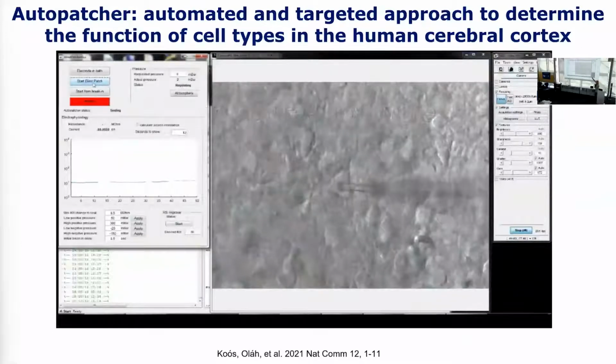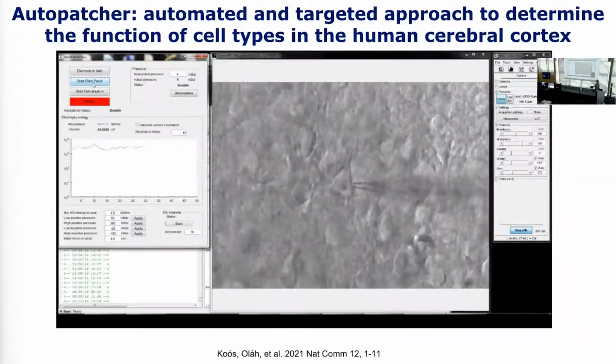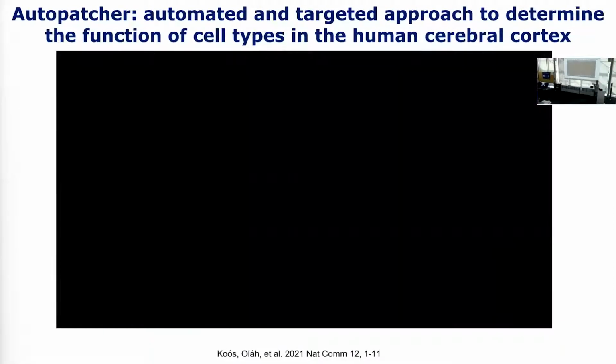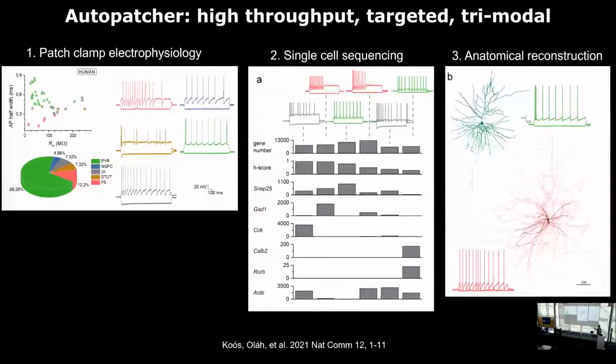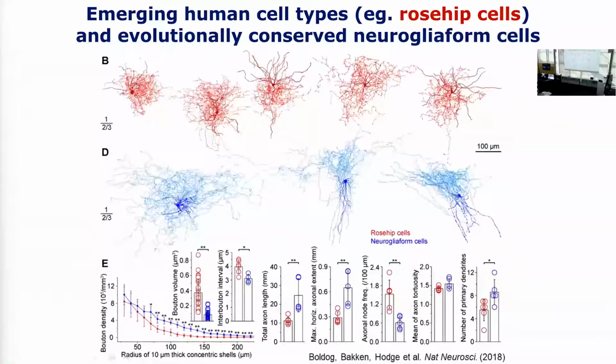So there's the dimple on the human pyramidal neuron there. You see seal formation in this panel, break in, and then firing, which is identical to manually patched cells. Anatomical features are also very useful. So this tripled or quadrupled our output in terms of single cells. And this was very instrumental in uncovering unknown cell types in layer 1.